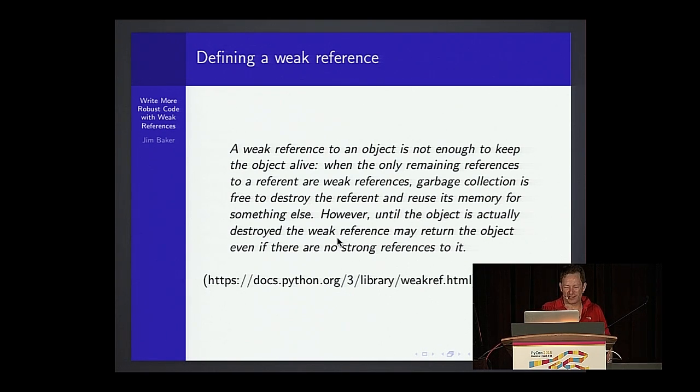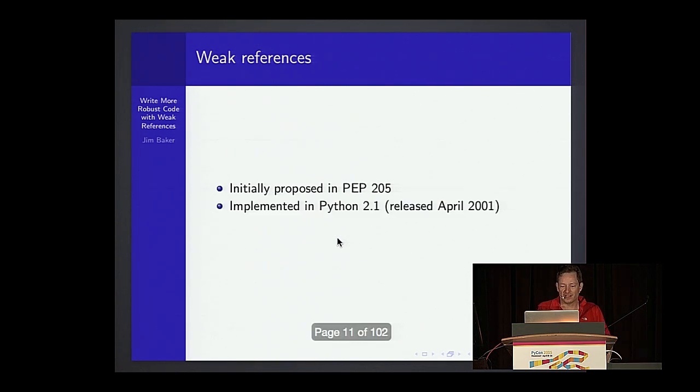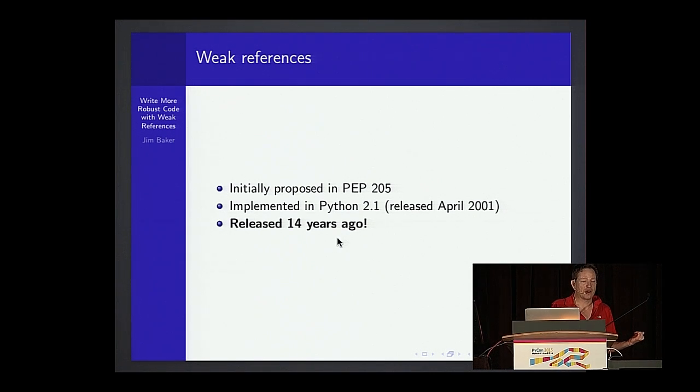So if you looked at this, or you looked at the defining PEP on this, this might not be satisfying in terms of understanding what a weak reference is. It was initially proposed in PEP 205. It was implemented in Python 2.1, which was released 14 years ago. So that's the flip side of it. Shouldn't we be using this if, in fact, it's such a powerful strategy as I try to convince you in the title of this talk?